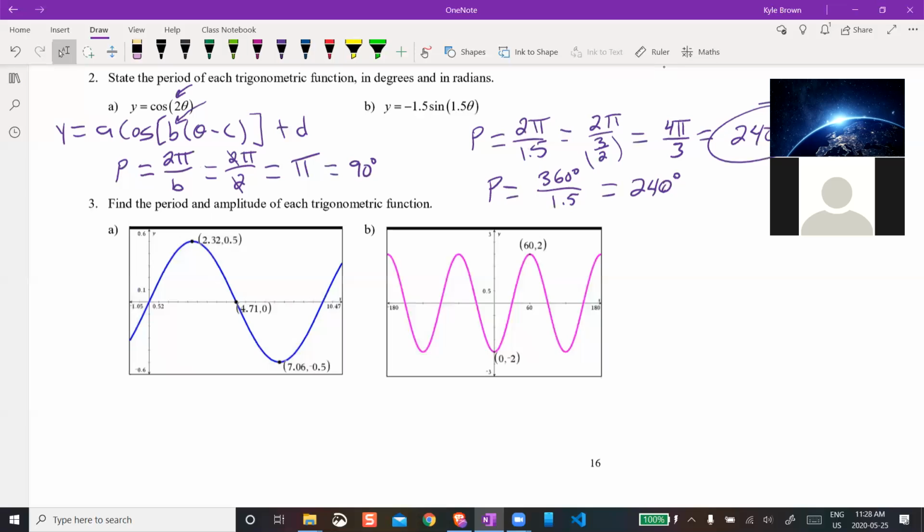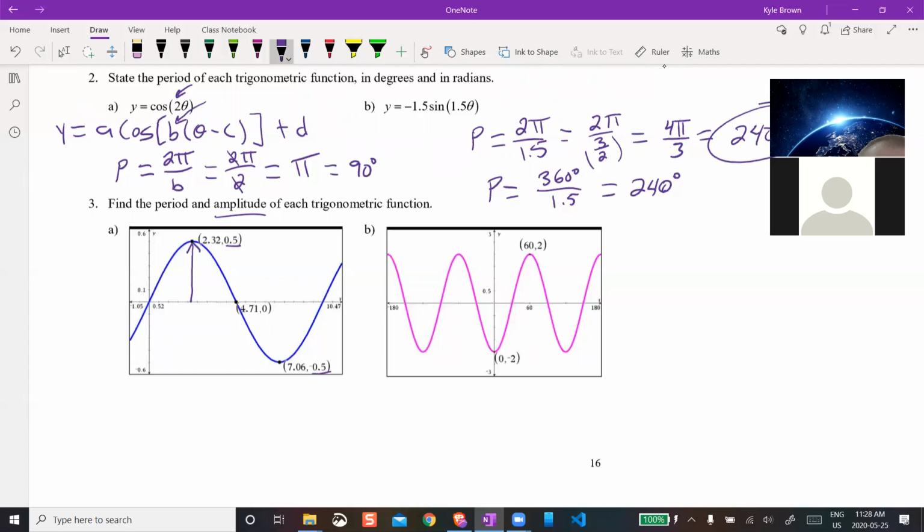Number 3 says find the period and amplitude of, now we're just looking at the graph, right? We've got to figure it out from that. So in this case, looking at this graph, I want to find the period and amplitude. Let's do amplitude first. So the amplitude is this. That's my amplitude from the baseline. How high up does it go? Well, it goes up to 0.5, and it goes down to negative 0.5 too.